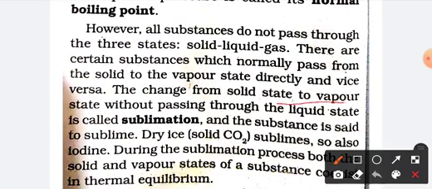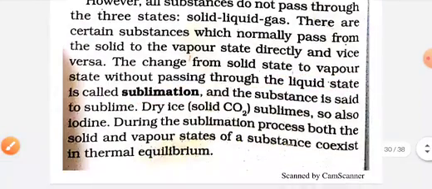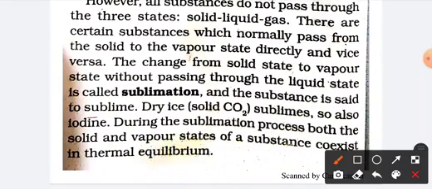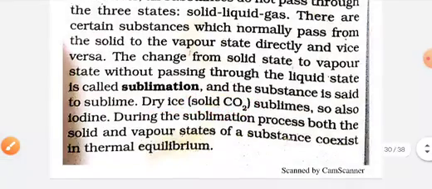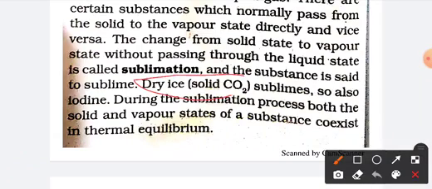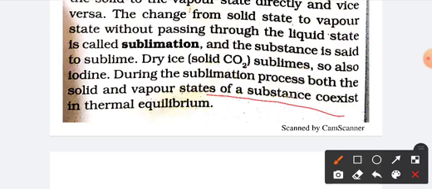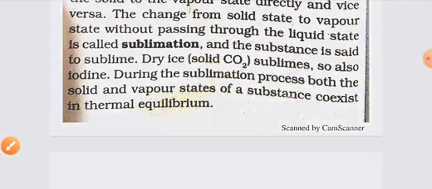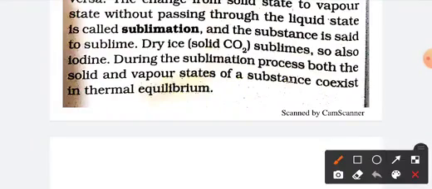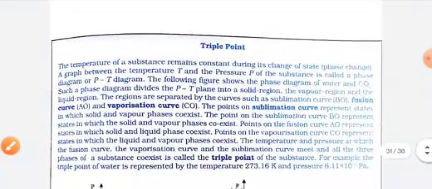The change from solid state to the vapor state without passing through the liquid state is called sublimation, and the substance is said to sublime. Dry ice, that is solid CO2, sublimes. So also iodine. Dry ice is directly converted into CO2 in the gaseous form. During the sublimation process, both the solid and vapor states of a substance coexist at thermal equilibrium. When sublimation occurs, the solid is directly converted into the vapor. Then both the solid state and the vapor state will be at thermal equilibrium.